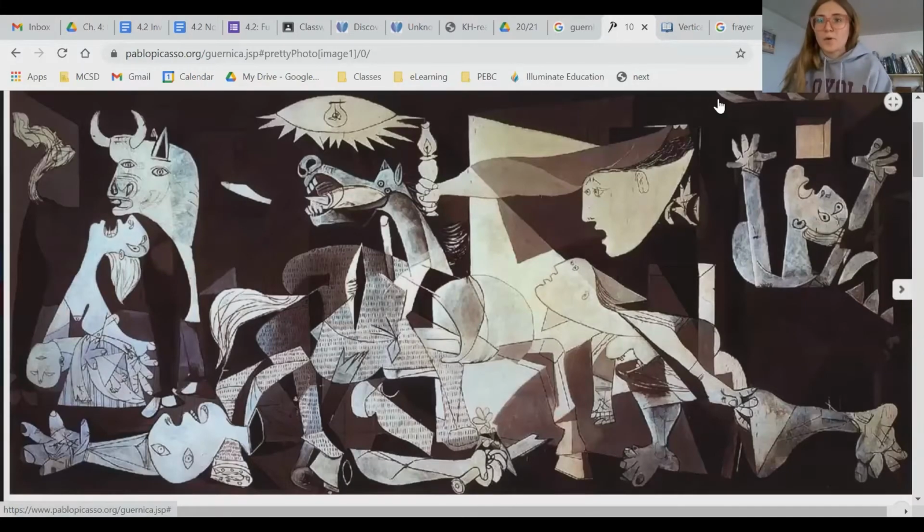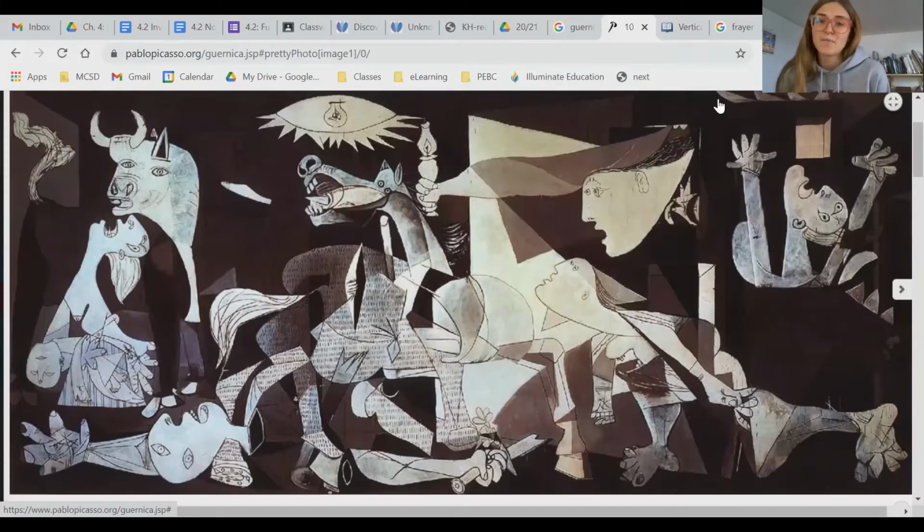Hello, we're going to start talking about lesson 4.2, which is all about functions and graphs. And I want to start out by just showing kind of a metaphor for what we're talking about. So this painting that I have up here is called Guernica, and it's by Picasso.